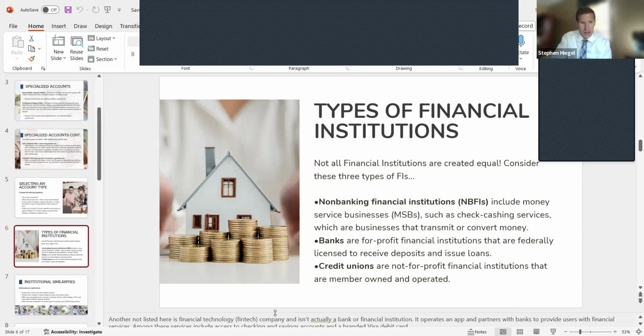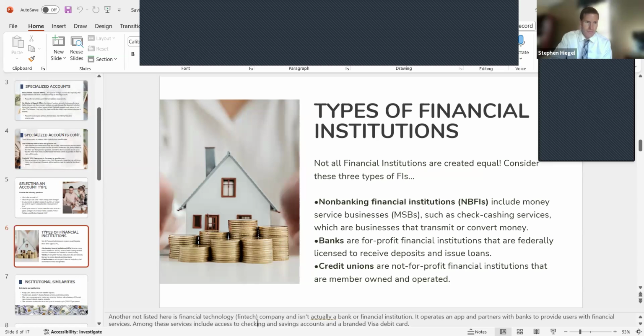Another not listed here is the financial technology, or fintech, company, and it isn't actually a bank or financial institution. It operates an app and partners with banks to provide users with financial services. Among these services include access to checking and savings accounts and a branded Visa debit card.